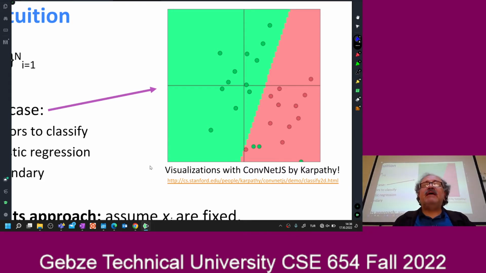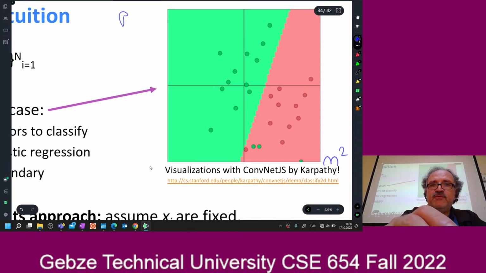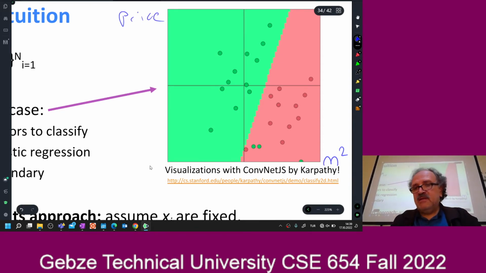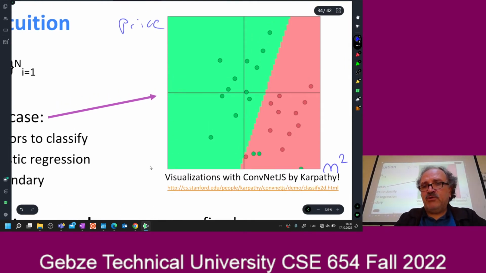Okay, let's say I'm trying to make a decision on whether I should buy a house or not by looking at the area of the house, the square meters, and the price of it. So if I am in the red region, I am going to buy it. If I am in the green region, I am not going to buy it.